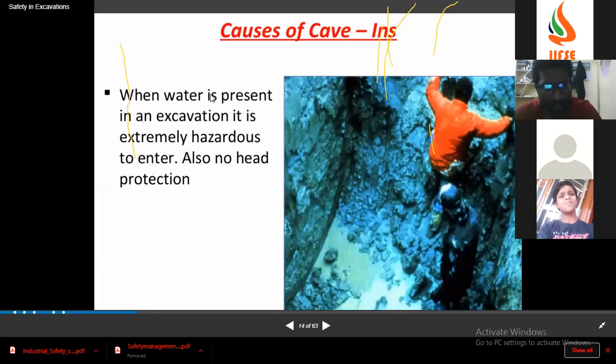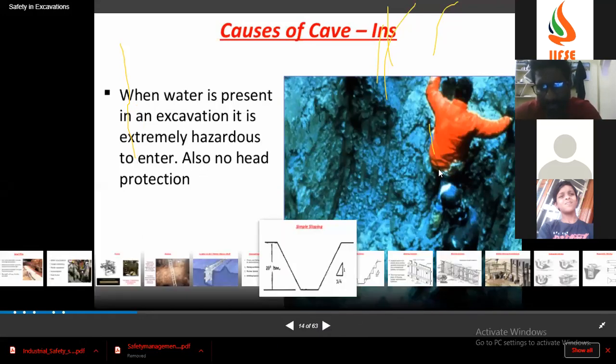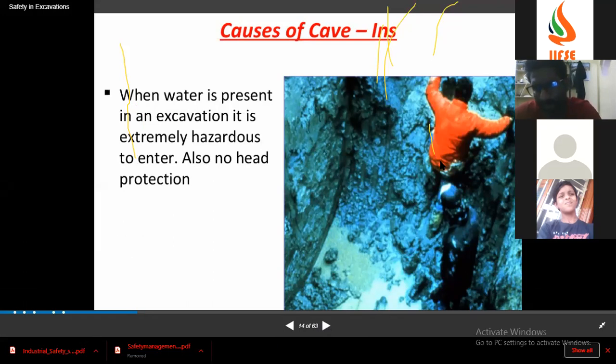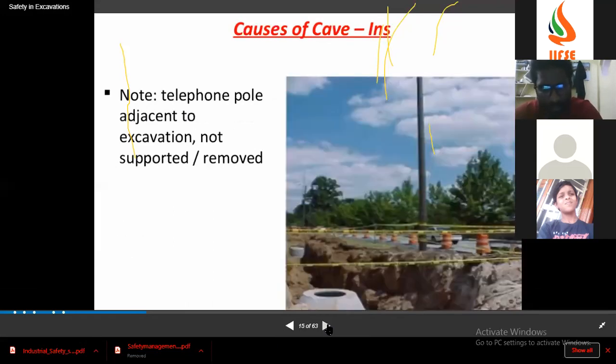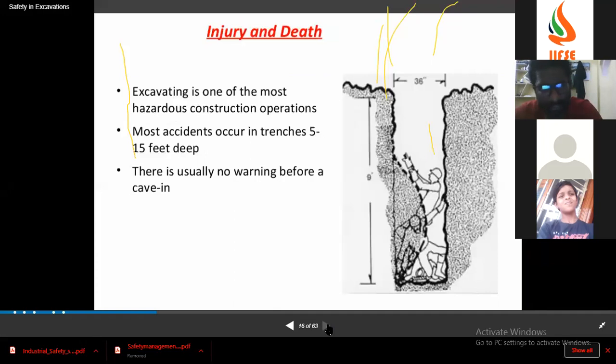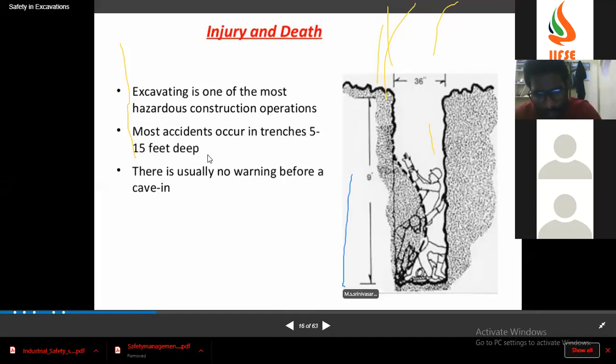Here what is saying is that water present is extremely hazardous. Why is it extremely hazardous? Because the adjacent walls may collapse, right? Here the telephone pole, this is also a cave-in. Most accidents occur in trenches 5 to 15 feet deep, right? There's usually no warning before a cave-in.